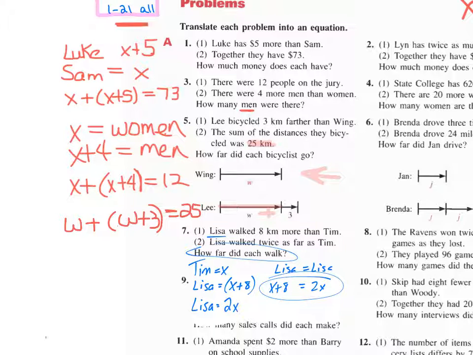So if Tim is X and Lisa, she walked 8 more, X plus 8, and then it also says in the next sentence here, Lisa walked twice as far as Tim, so 2X. So Lisa is equal to Lisa. So if I do X plus 8 is equal to 2X. Those making sense? You guys getting the hang of these?